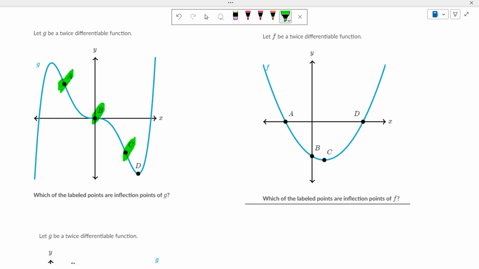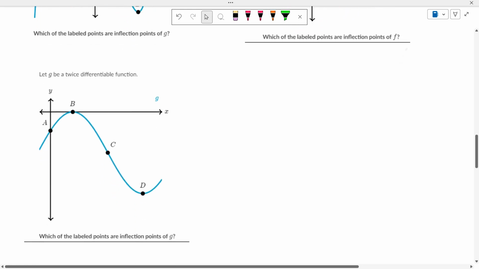Would A be a point of inflection? No. Would B? No. Would C? No. Would D? No. It's concave up the whole time. There's no points of inflection if it's concave up the whole time. So none of them would be. Okay?